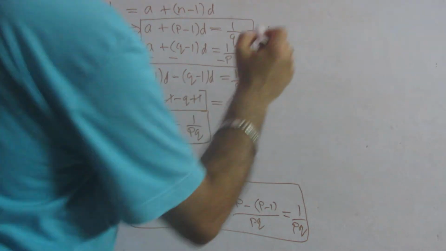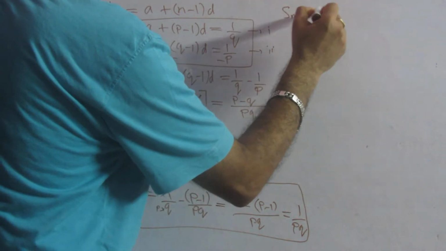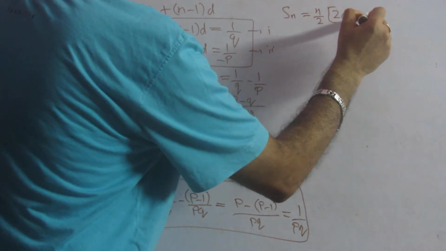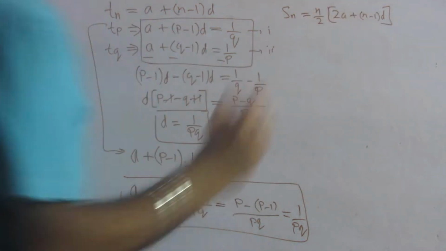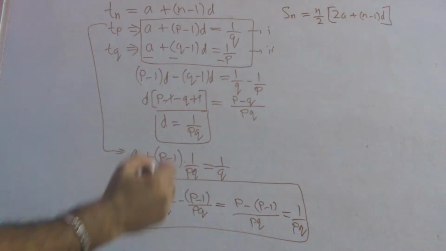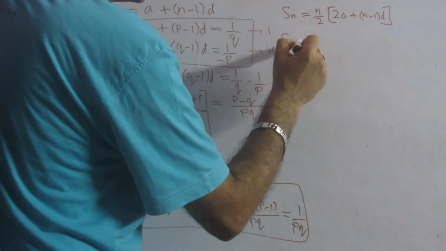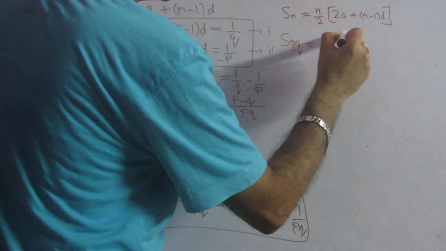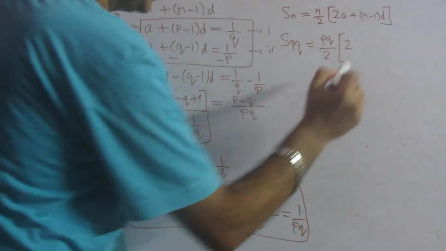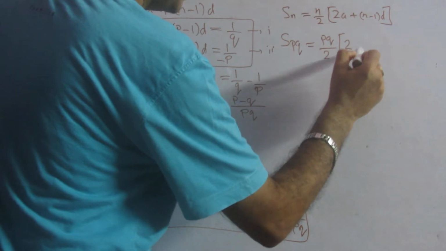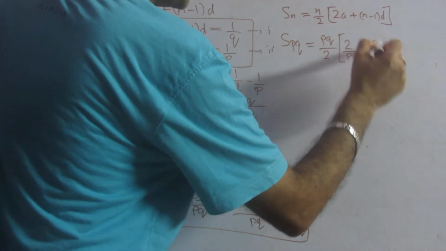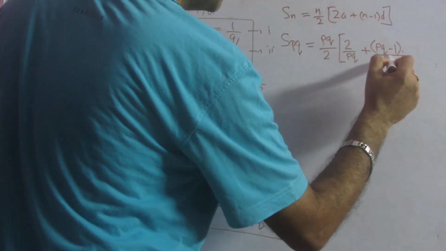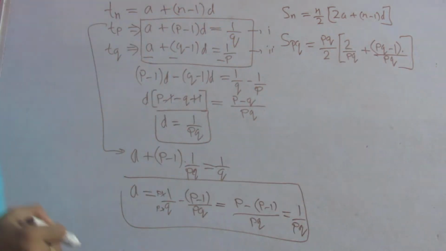Now the question is, we have to find the sum of the first pq terms. So how do we find the sum? The sum of n terms is n by 2 into (2a plus (n minus 1)d). Okay, that's the formula which we know. Now we have to find the sum of pq terms. So Spq would be pq upon 2 into (2a, now a is 1 by pq, so it becomes 2 by pq, plus (n is pq, so pq minus 1) into d, which is also 1 over pq). So this is what we get.